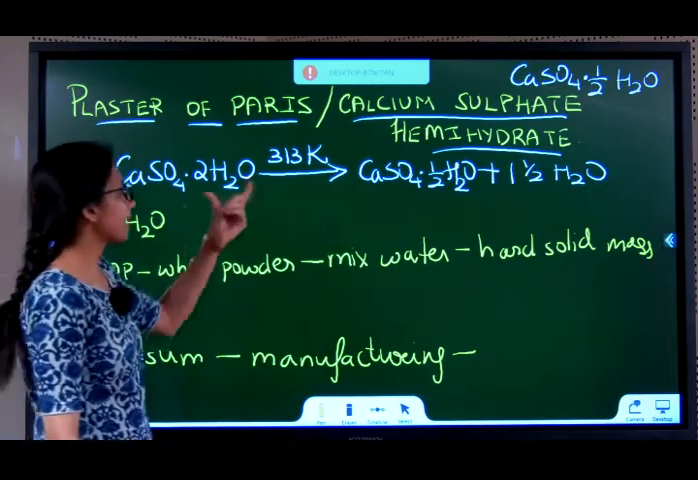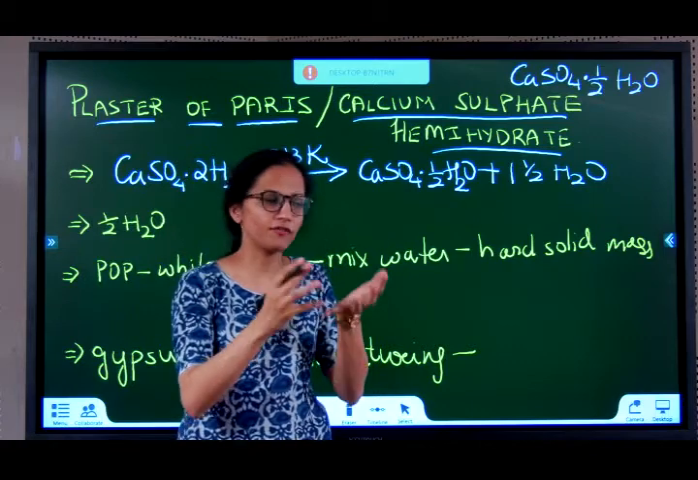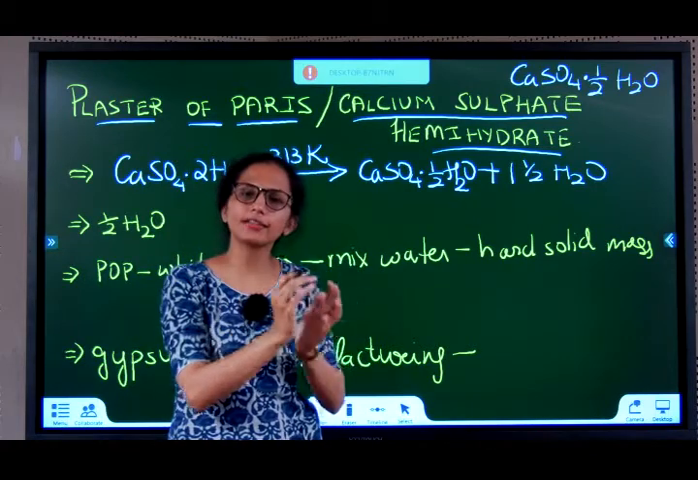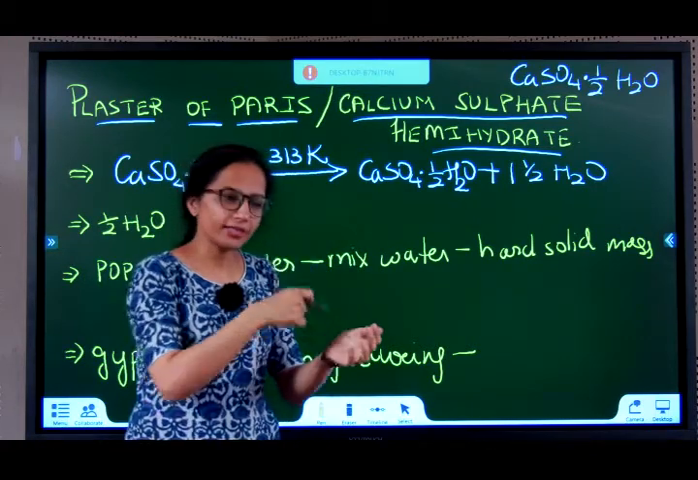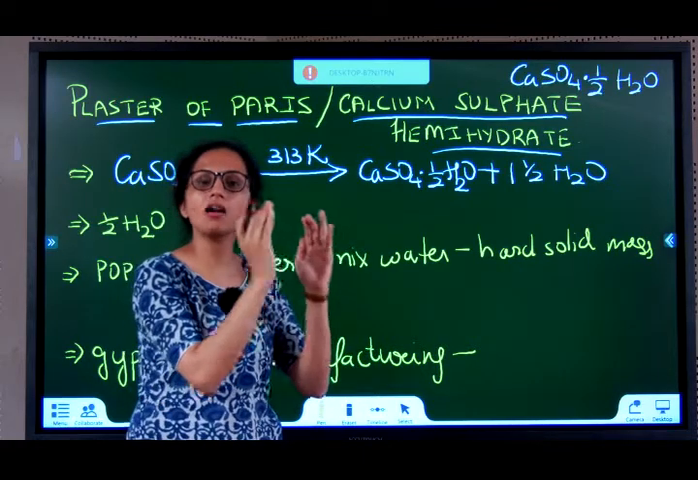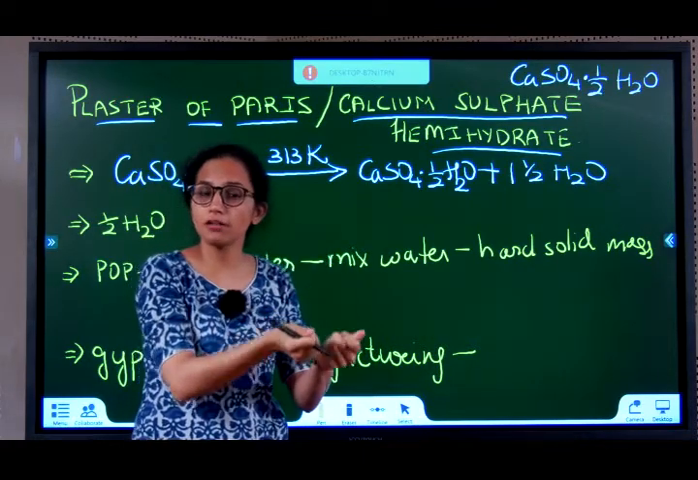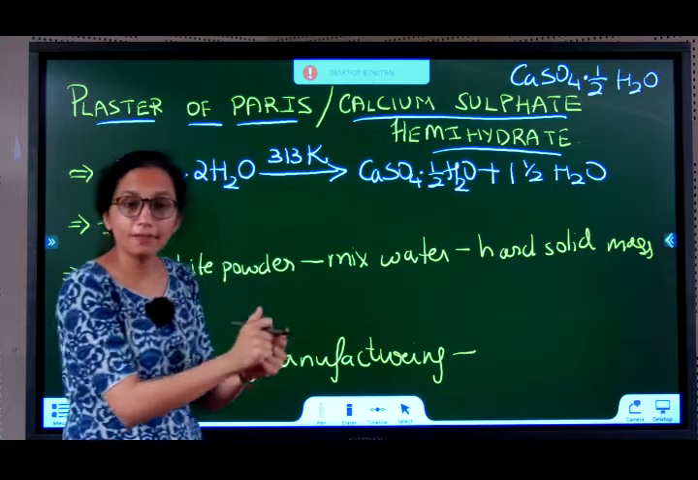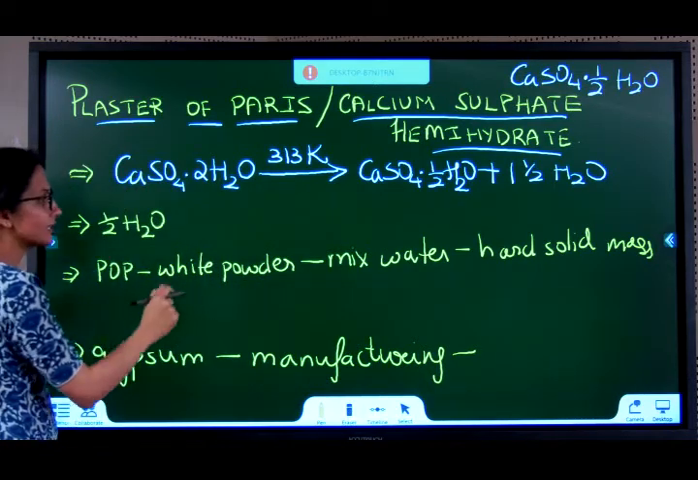This plaster of Paris is a white powder. If you have seen people making articles, showpieces, after they add water, you'll see it becomes a hard mass. You cannot make it back to powder. You can, but very difficult. So how does that happen?